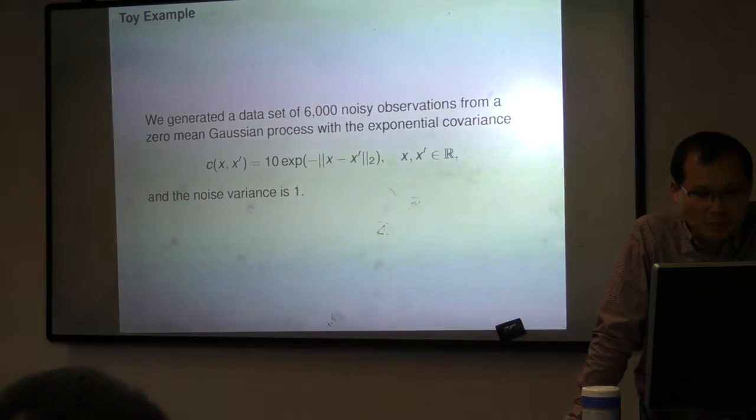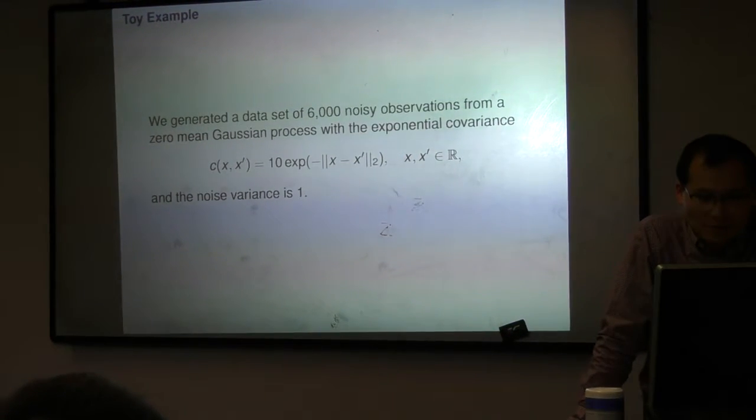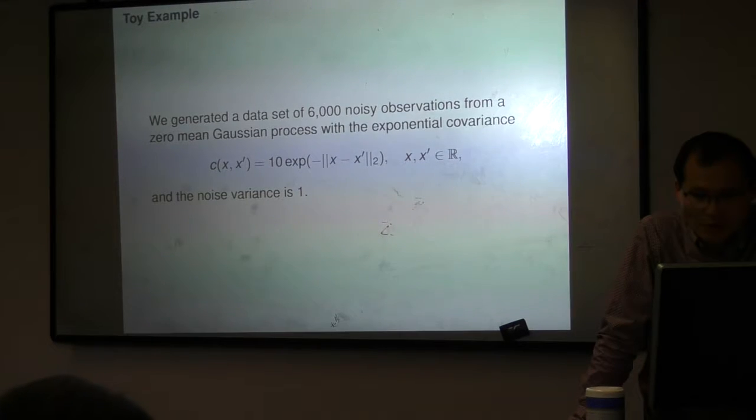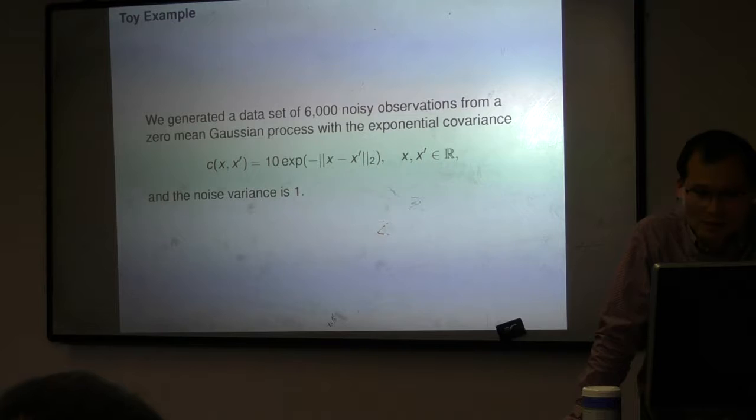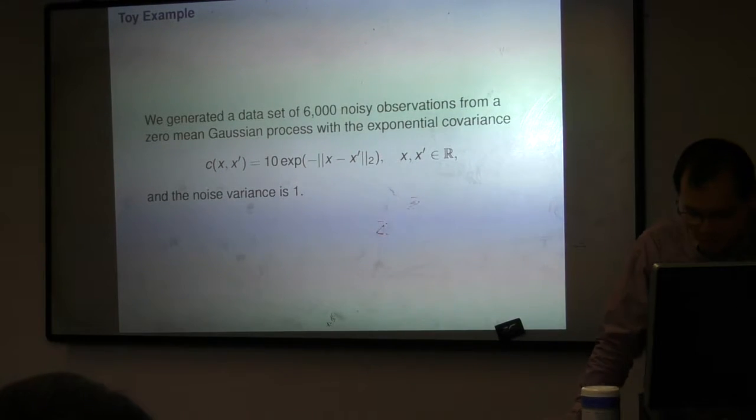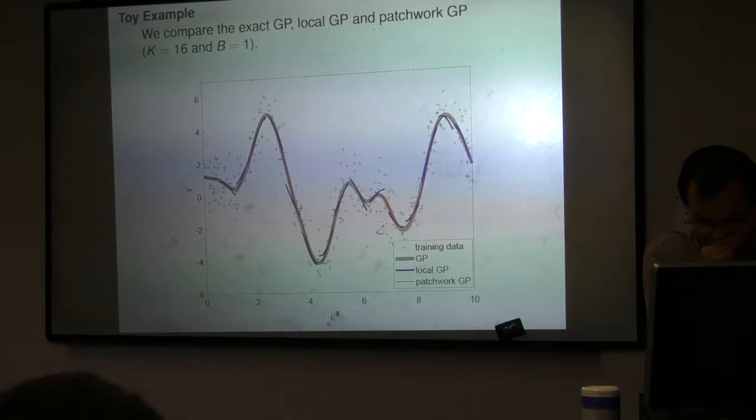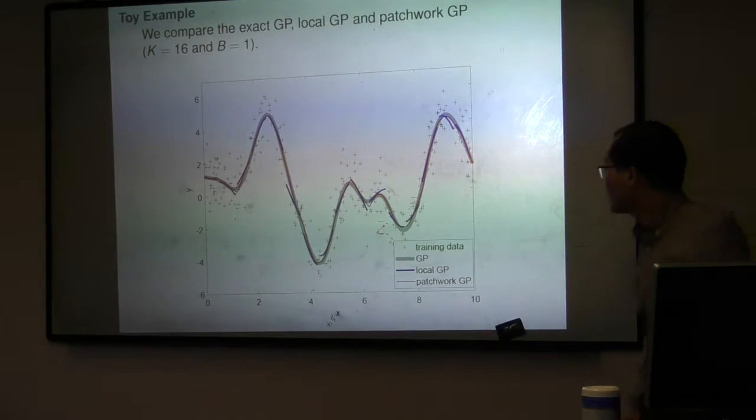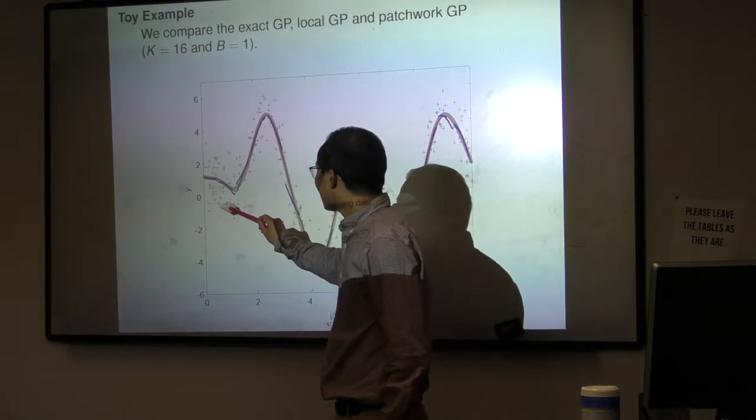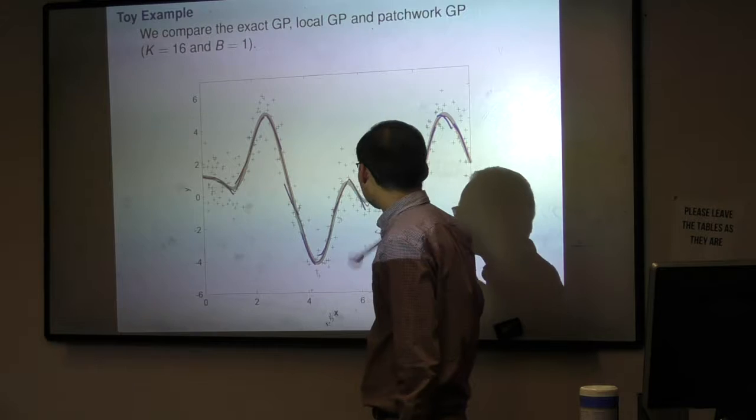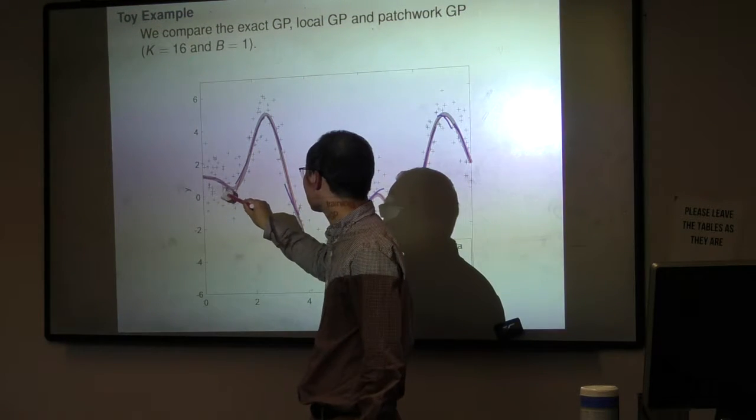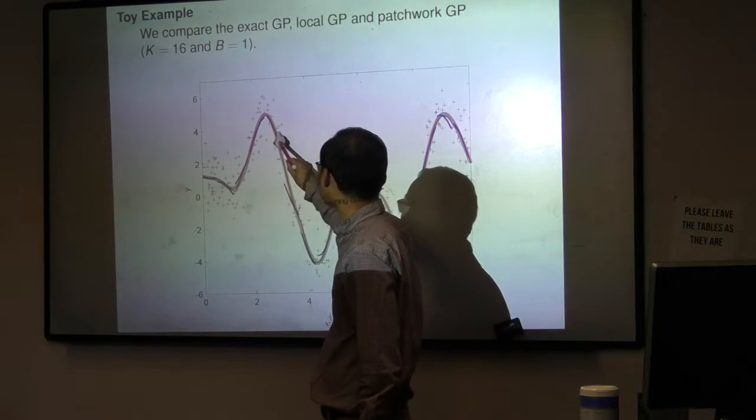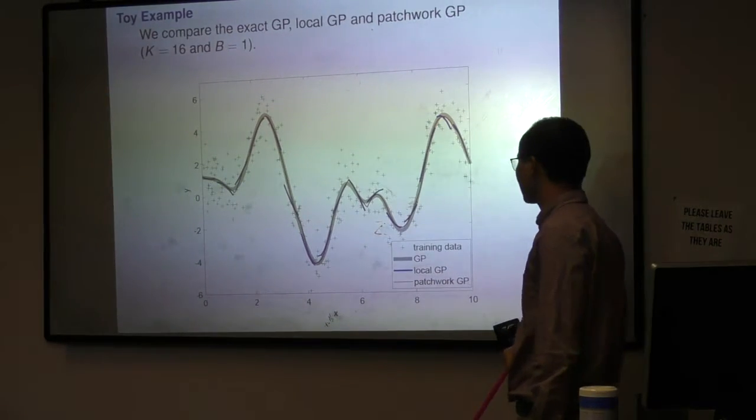Anyway, we have some examples. This is a very simplistic example in 1D, and we have some exponential covariance, and the noise variance is one. So we sample the data. This is the actual output. The cost is all the training data, and then we have some local GPs making predictions, the blue lines. This is just the mean predictions.